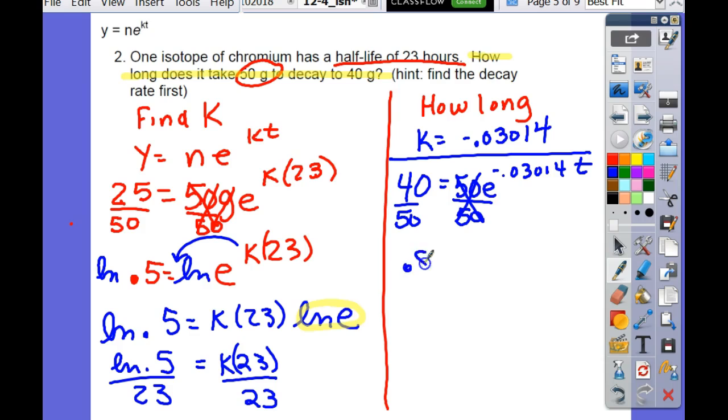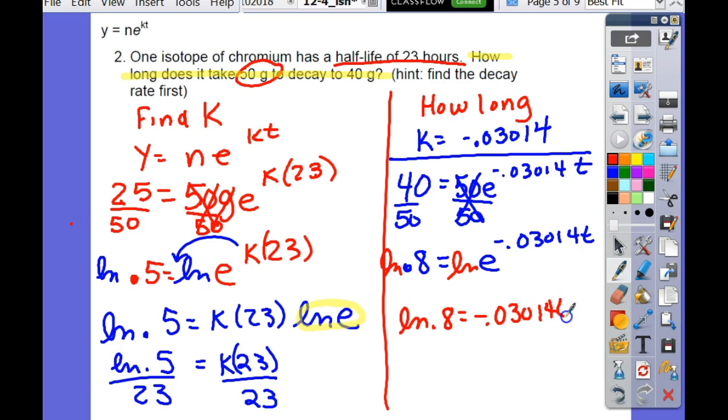And so that would be 0.8 equals e^(-0.03014t). t is an exponent, so I need to take the log of both sides in order to solve for the t, because I need to use the power rule. But what's the ln of e equal to? It's equal to 1.